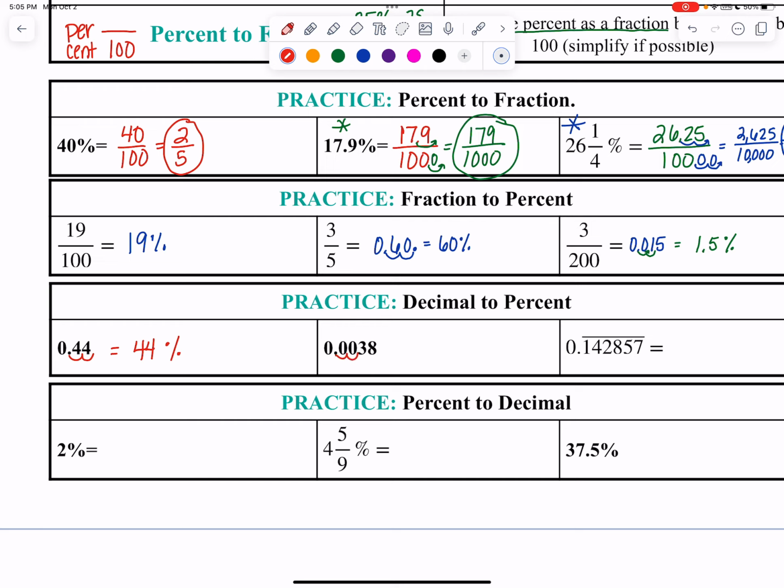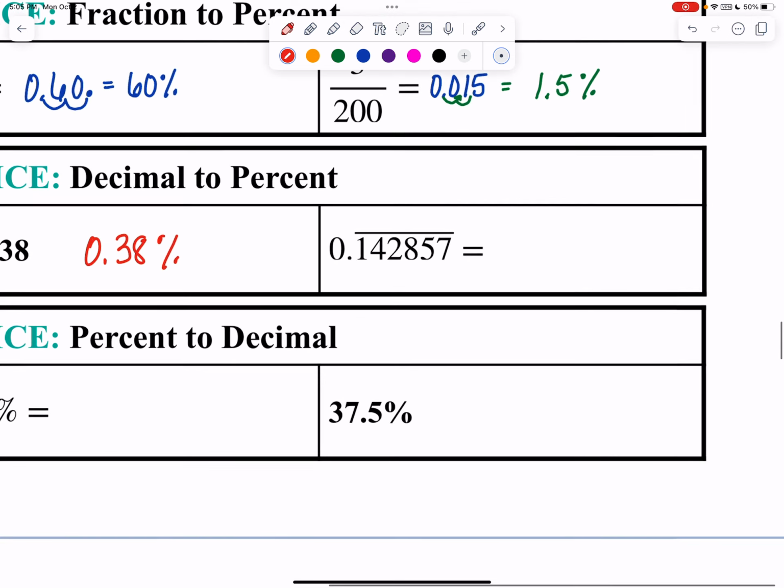So we're at 0.38%. I moved it, multiplied by 100. Now this one's a little bit tricky because of the repeating decimal. So ready, let's multiply by 100, 1, 2, and I have 14.2857. But I can't stop there because this was a repeating decimal. It went on forever. So you have to sort of think about this a little bit.